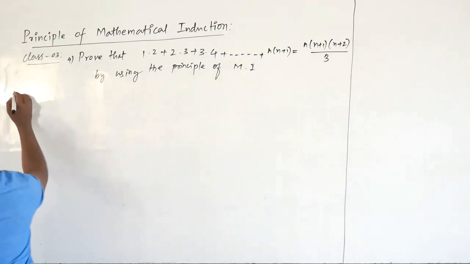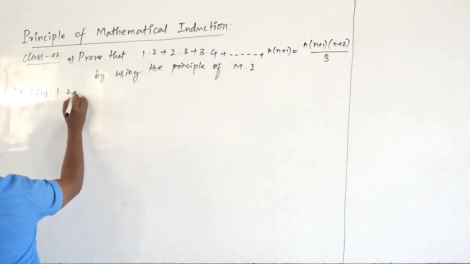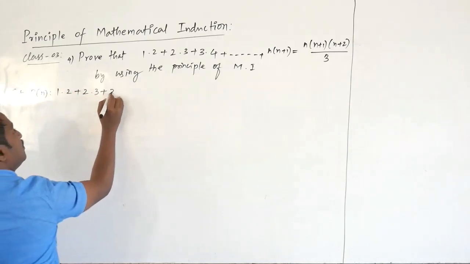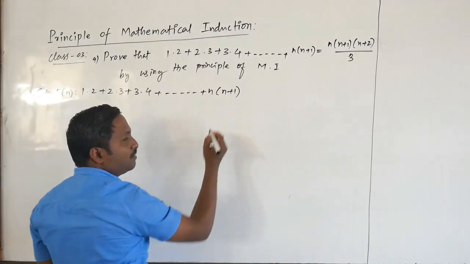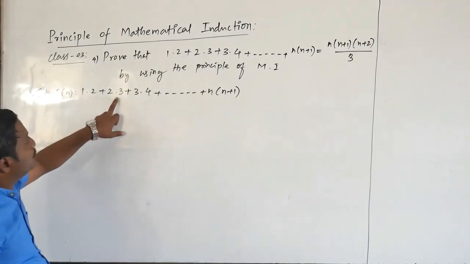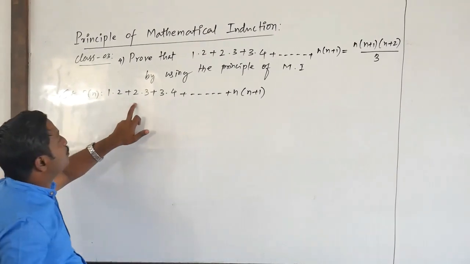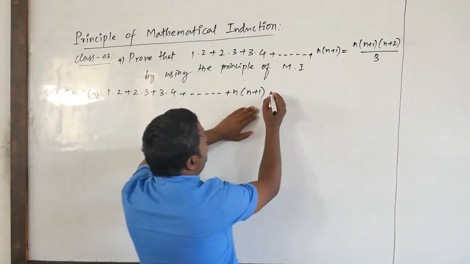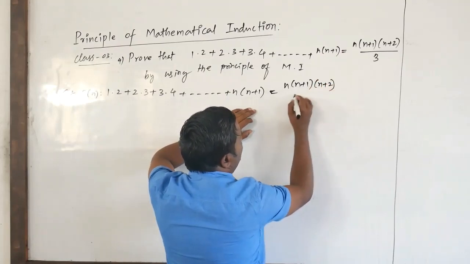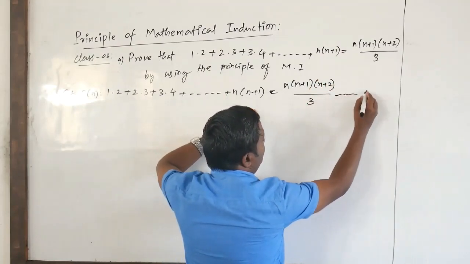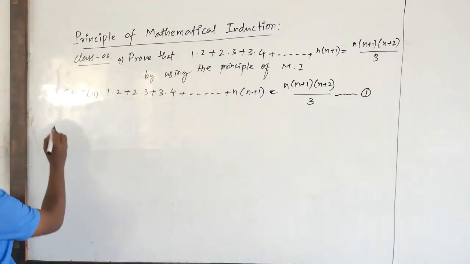Let us take the statement P of n. P of n is what? 1 into 2 plus 2 into 3 plus 3 into 4 plus and so on plus n into n plus 1 is equal to n into n plus 1 into n plus 2 divided by 3. Let us take this as 1. The given statement is 1. So now we have to take step 1.